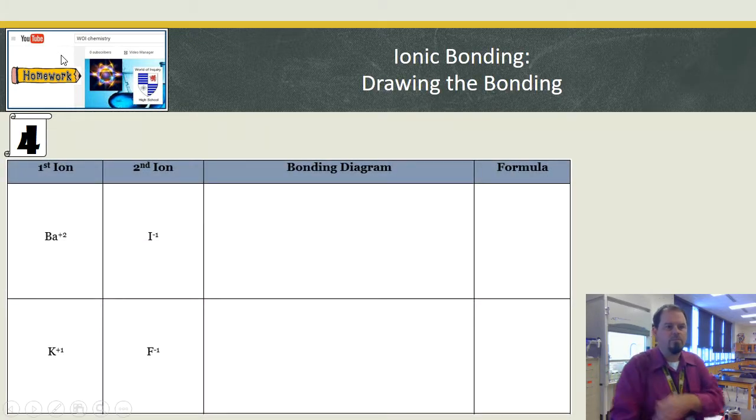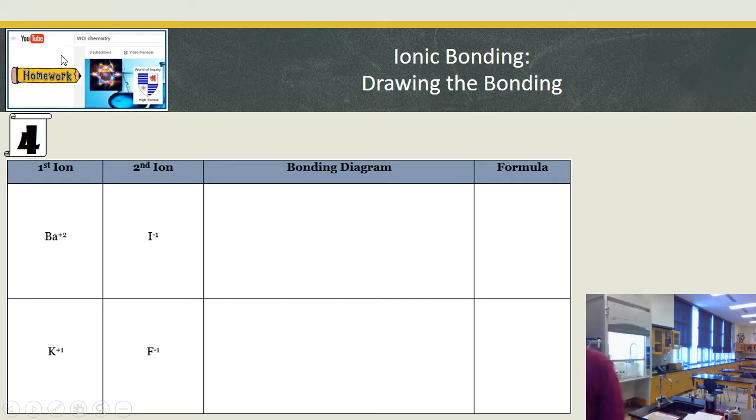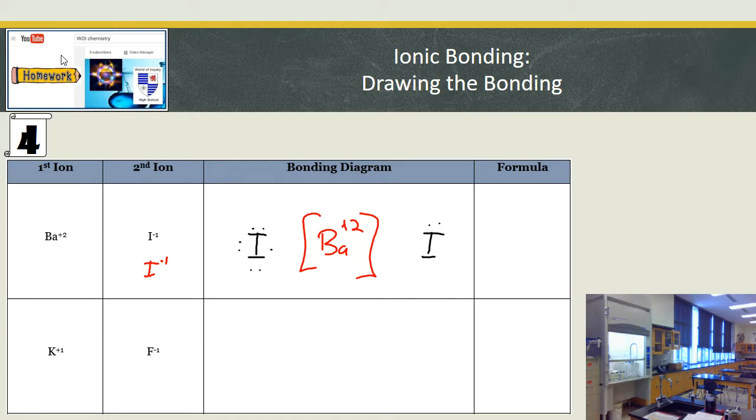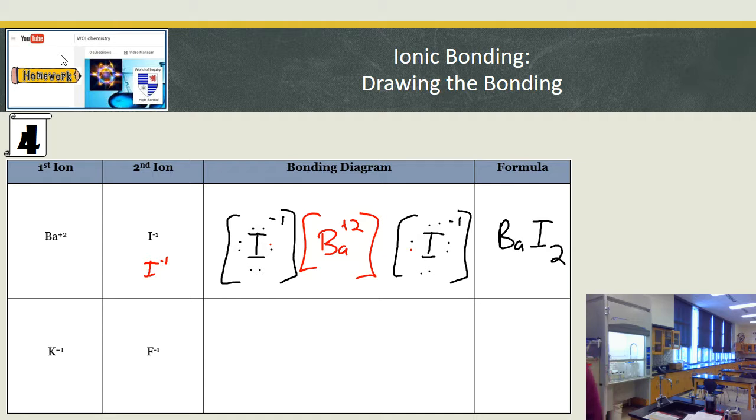Okay, so Ba is a +2. I is a -1, so there should actually be another I right here because there's 2 of them. So I'm going to say Ba +2, brackets. It's a metal. Iodine: 1, 2, 3, 4, 5, 6, 7. I'm going to draw it like this in red, just so you can see where he got his electron from. He's a -1 now. Formula is BaI2. Takes two -1s to cancel out with a +2.